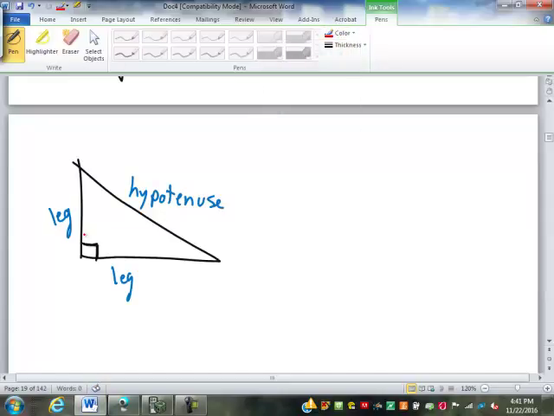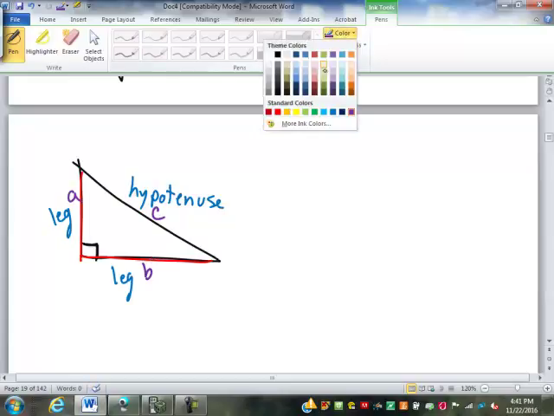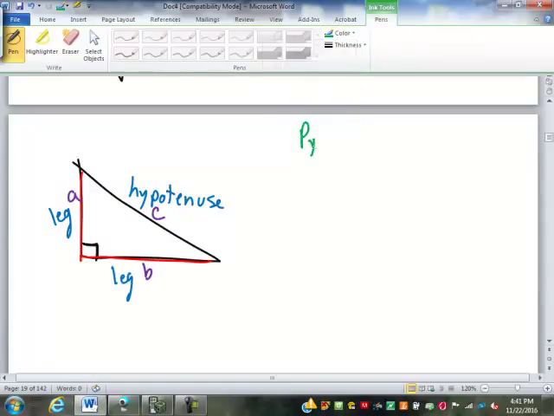So the legs form the L. That's one way to remember them. When we label a right triangle, we typically label the legs sides A and B. It doesn't matter which one's which. The hypotenuse is always labeled as side C. And there's a relationship that was developed by a Greek mathematician named Pythagoras, which is called the Pythagorean rule or Pythagorean theorem.